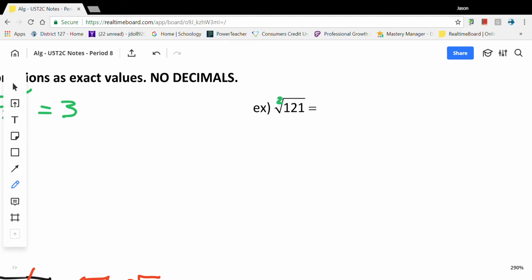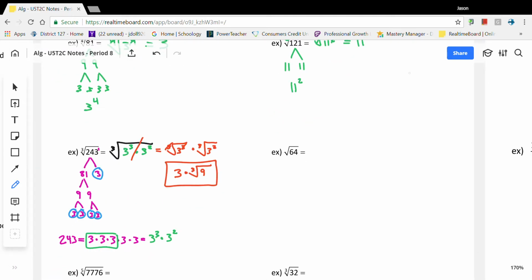So here, breaking down 121 is 11 and 11, so that is 11 squared. And so when I take the square root of 11 squared, again, very nicely, the radical completely simplifies out, and I'm left with just 11.